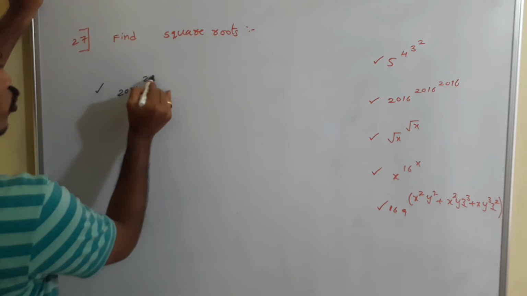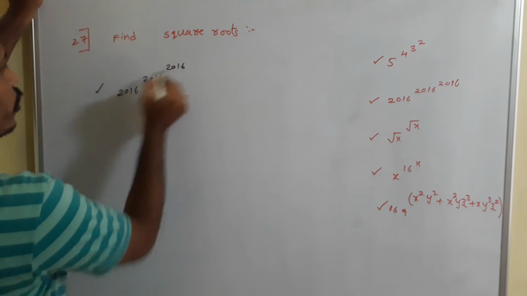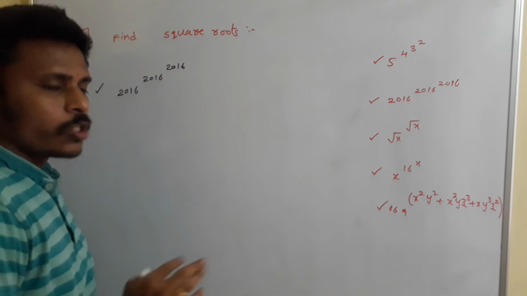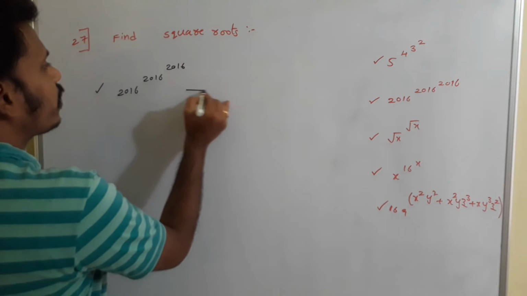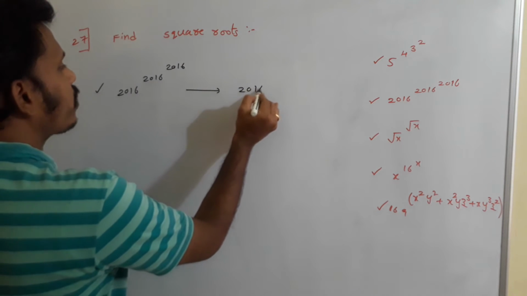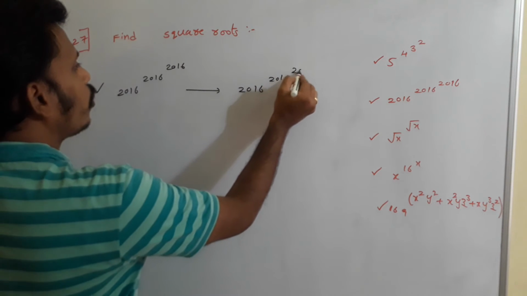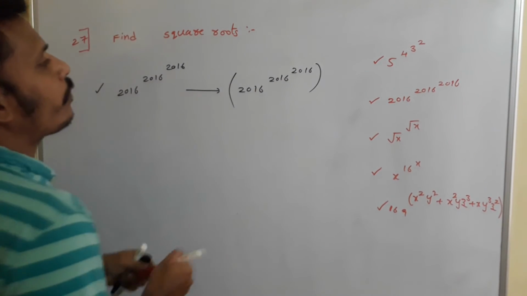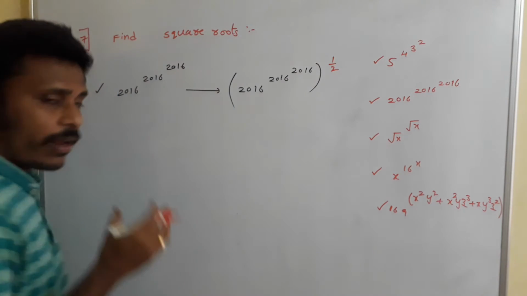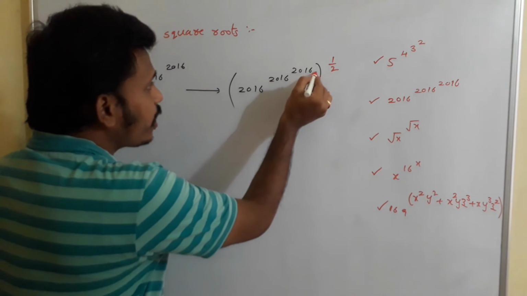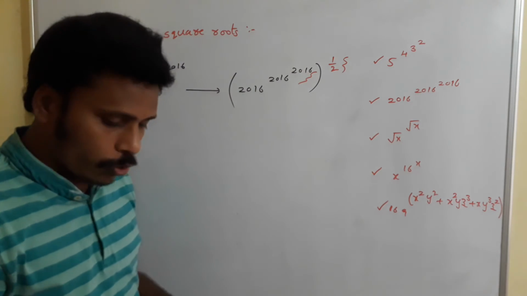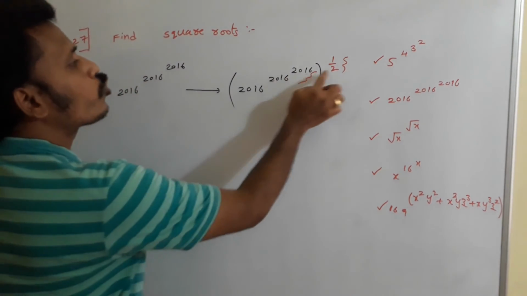2016 to the power 2016 to the power 2016. See, 2016 is not a power of 2. Okay. So no need to simplify it. Since we need its square root, you just directly apply power 1 by 2. 2016 power 2016 power 2016 whole power 1 by 2. For these type of numbers, this is the power. This is the whole thing to the power 1 by 2. For that we need to multiply these two parts.